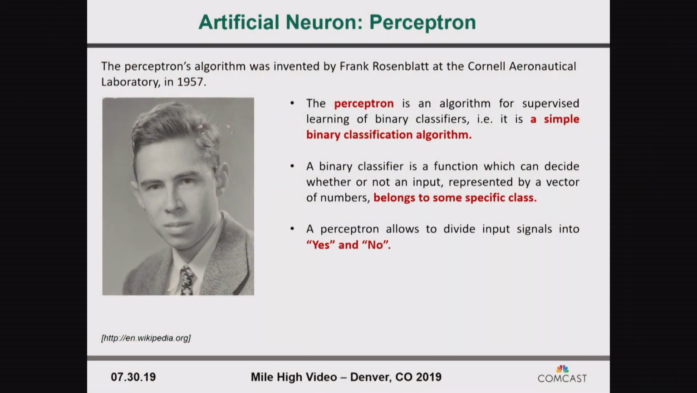And let's take a look at this smart guy, whose name is Frank Rosenblatt, who in 1957 invented the so-called Perceptron. Okay, what is a Perceptron? It's actually an artificial neuron. And a Perceptron, by definition, is a supervised learning algorithm for binary classification, a very simple classifier, which can decide whether or not some input belongs to a specific class, okay? So generally, a Perceptron allows us to decide and divide an input signal into yes or no. Very simple, okay? So let's take a look.